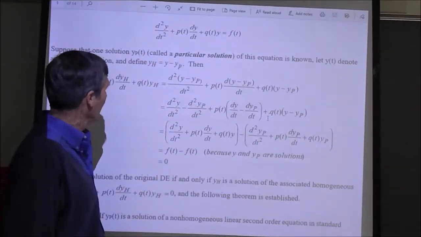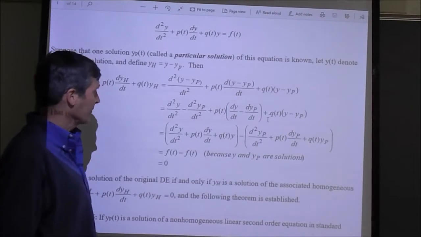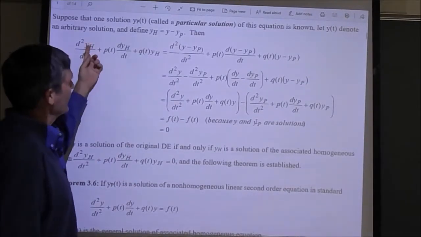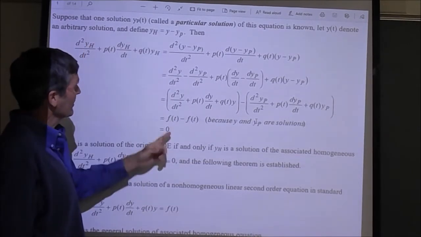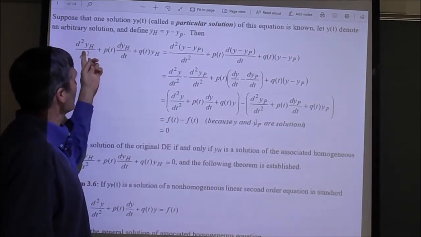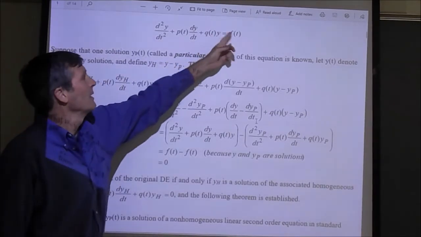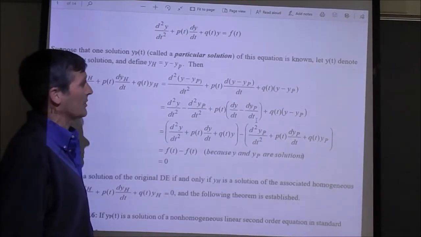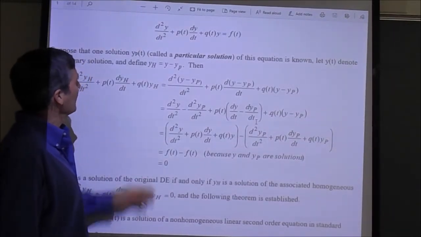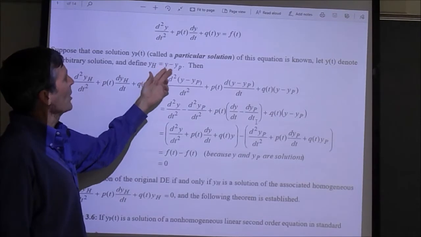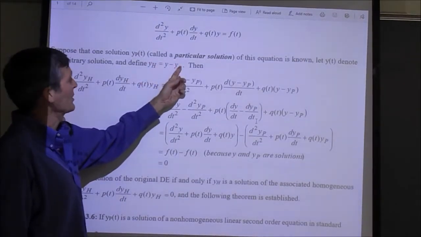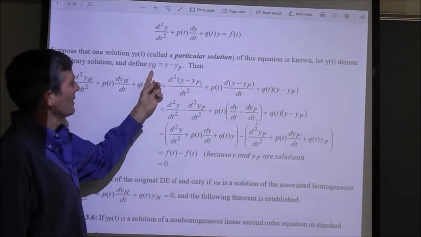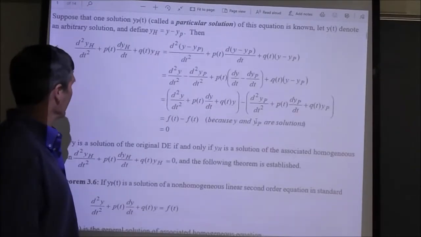It's 0. What does that tell you? That tells you that yh is all functions that, if you put them on the left side of the differential equation, give you 0 on the right. In other words, yh is the general solution of the associated homogeneous problem. If you take an arbitrary solution, subtract off any one solution, the set of all functions that can satisfy that is the general solution of the homogeneous problem.